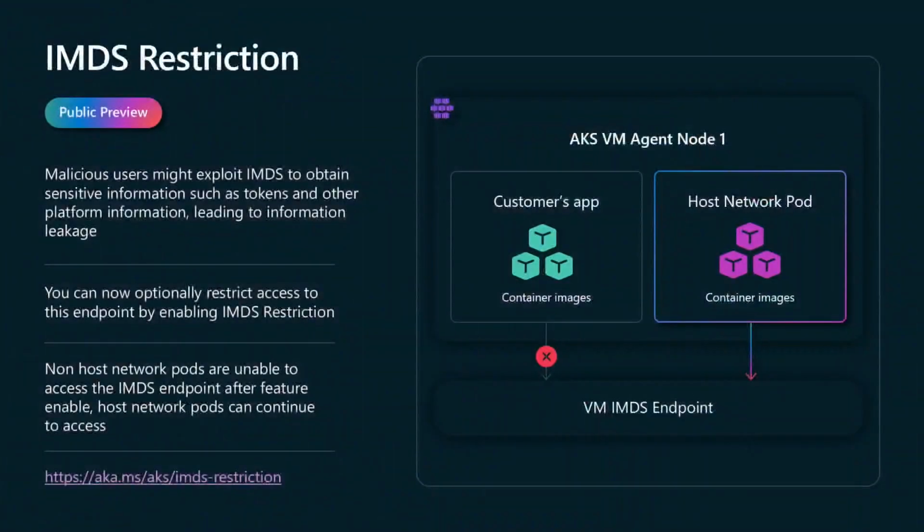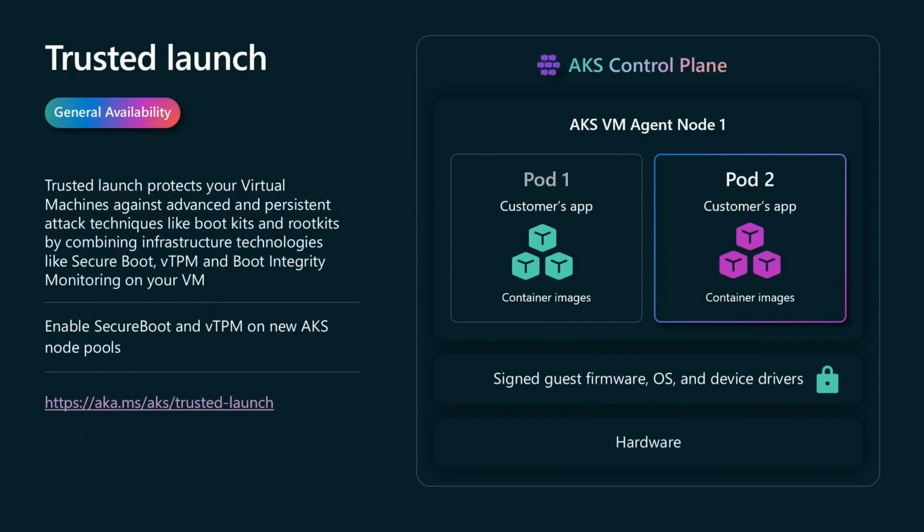And then on the node itself, we've restricted the IMDS service. IMDS is a way of getting identity. Obviously, you want the pod to have an identity and not have the identity of the node. So you can actually block access to the instance metadata service for your pods, which means they can't get tokens for that service identity. We've moved to having trusted launch available. This is a VM capability that makes it even more secure for the nodes that you're running on.